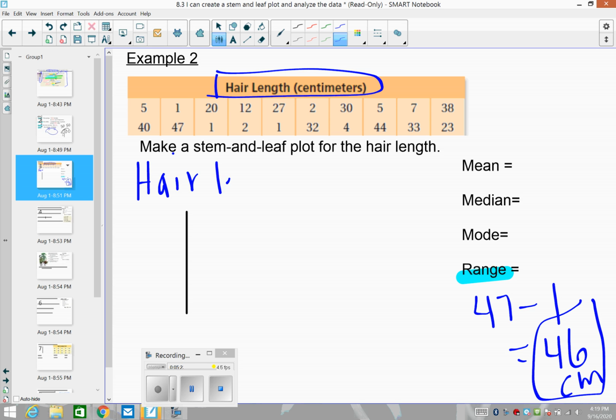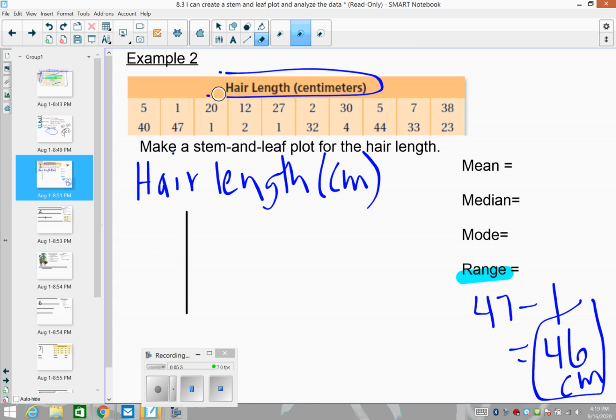What is the hair length? Measured in centimeters. Okay, so as we take a look at the stems then, what are the stems? What are the leaves? We've identified that the range goes from 1 centimeter to 47 centimeters. So let's check this out.